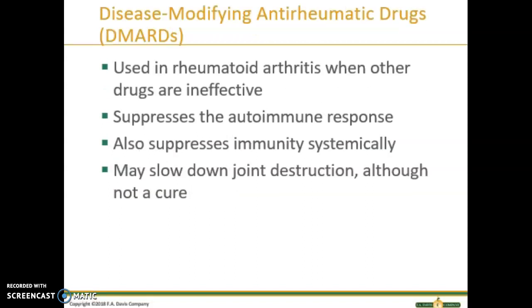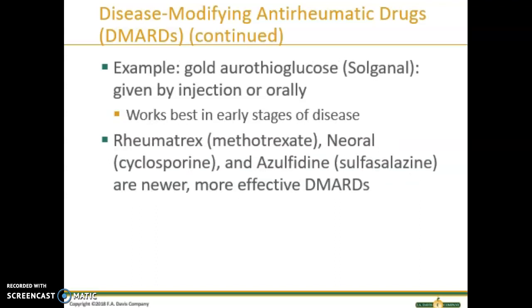Now we're talking about disease-modifying anti-rheumatic drugs. These are used in rheumatoid arthritis when other drugs are ineffective. It suppresses the autoimmune response, also suppresses immunity systemically, and may slow down joint destruction, although it is not a cure. An example of a DMARD is aurothioglucose, and it's given by injection or orally. It works best in the early stages of the disease. DMARDs such as methotrexate and sulfasalazine are newer medications, and they are showing to be more effective DMARDs.